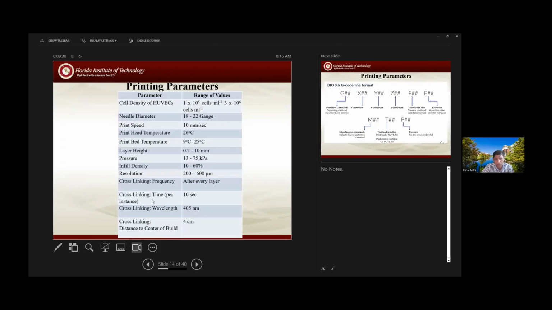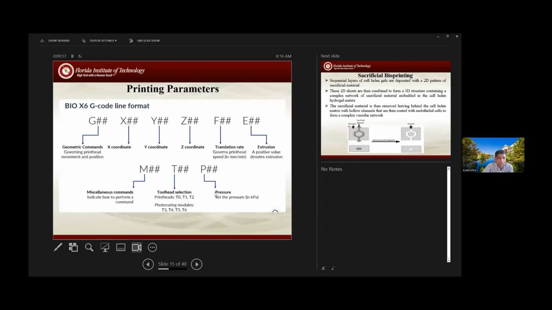I'll not read it out, but like the needle diameter, the print speed, the print temperature, the print bed temperature, the layer height, then cross-linking frequency, because once you print with the bio ink, unless you cross-link, it's not going to form the right matrix. So cross-linking timing is another parameter. So all of these parameters have to be optimized to get the ideal print for your application. So a lot of optimization is needed.